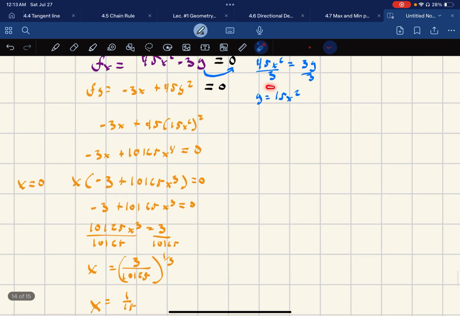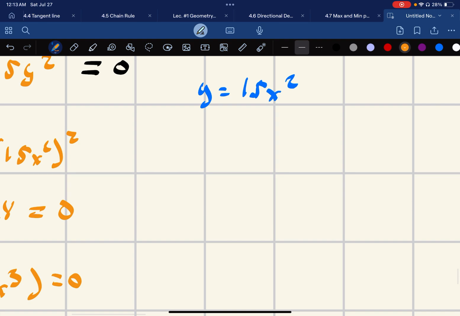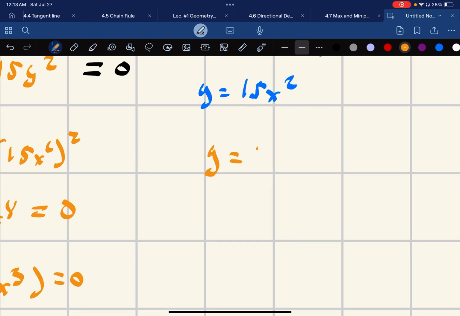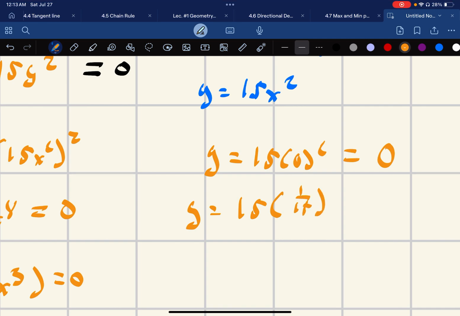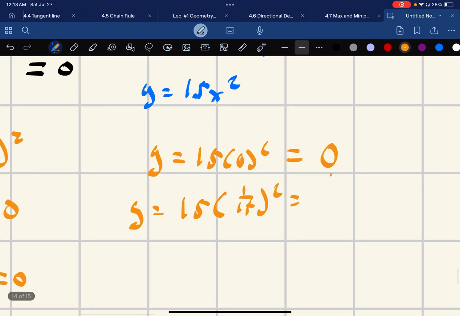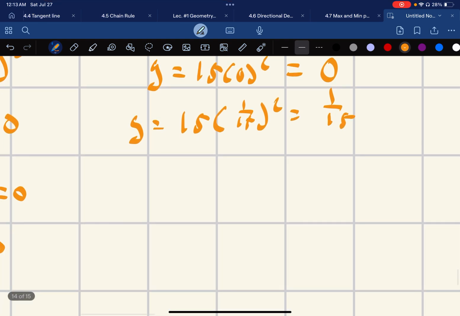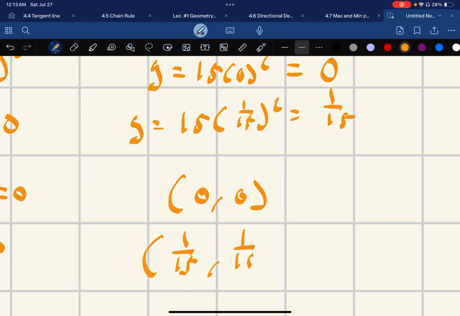So now we could plug these values into what we have for y. So first let's do the 0 on y equals 15 times 0 squared. That would just be 0. And y equals 15 times 1/15 squared, and that would just equal 1/15. So overall, we have two critical points, which are (0, 0) and (1/15, 1/15).